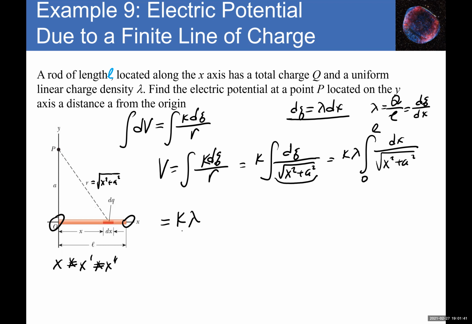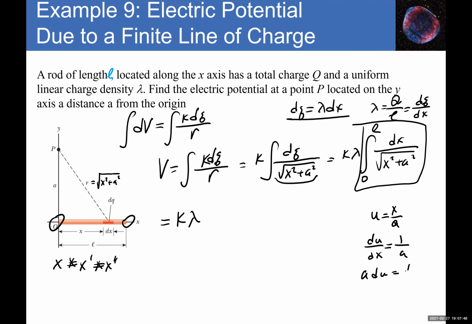So then it's k times lambda times this integral. All right, so this is not a straightforward integral. So I'm going to just go ahead and give you the answer. But the idea is that for this type of integral, it requires a couple of substitutions. First, we can say u equals x over a, which gives us du/dx equals 1 over a, or a du equals dx.